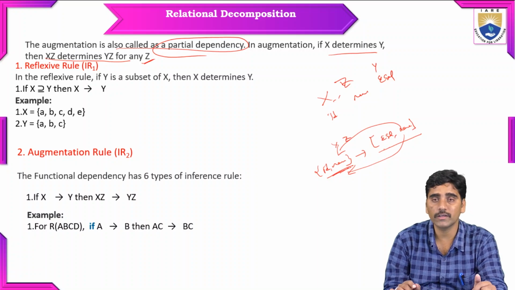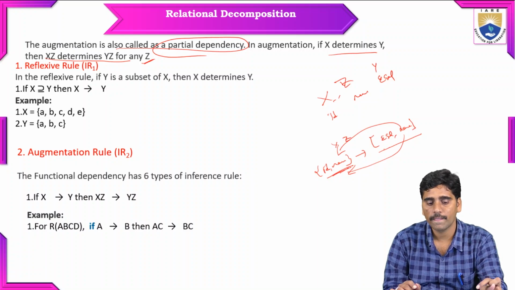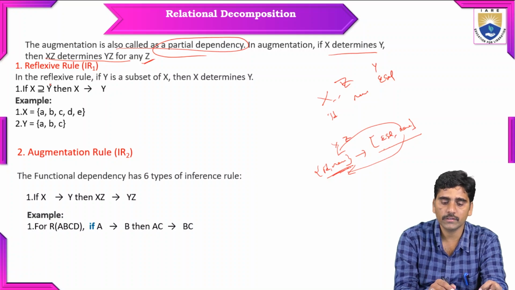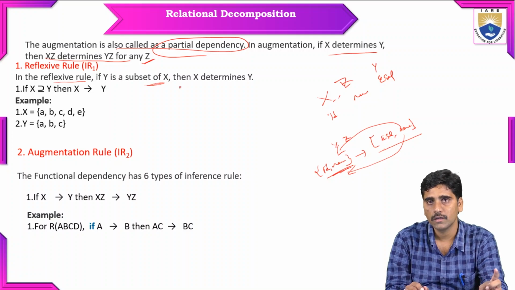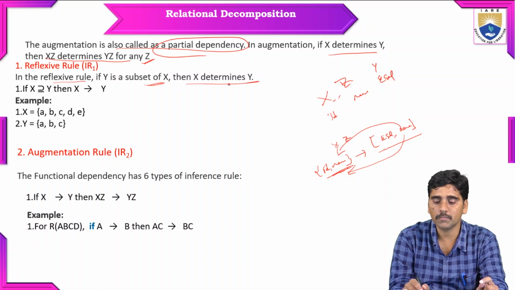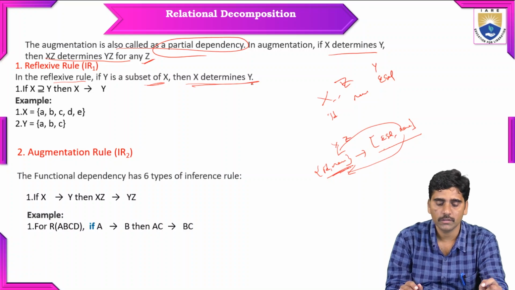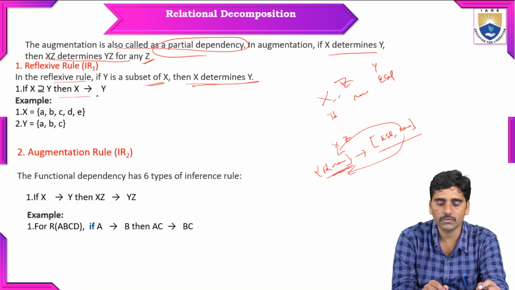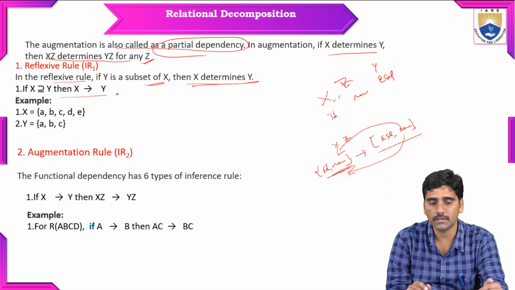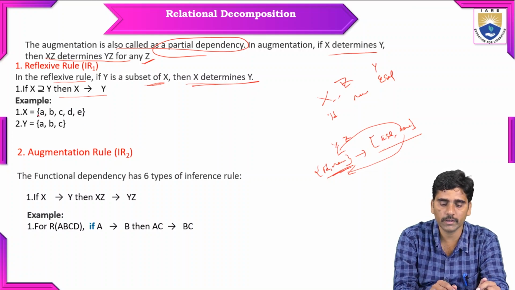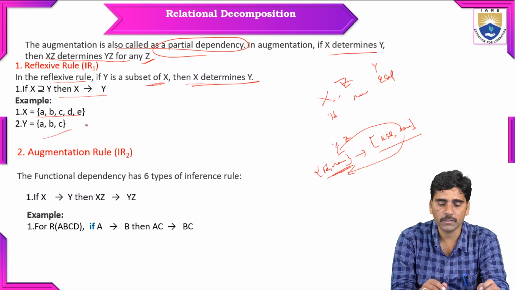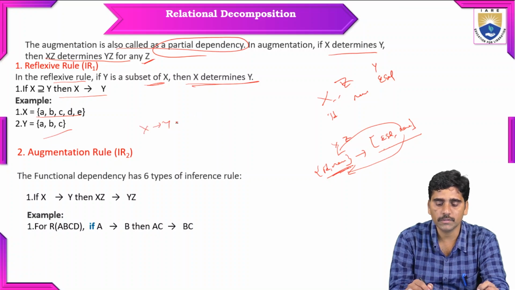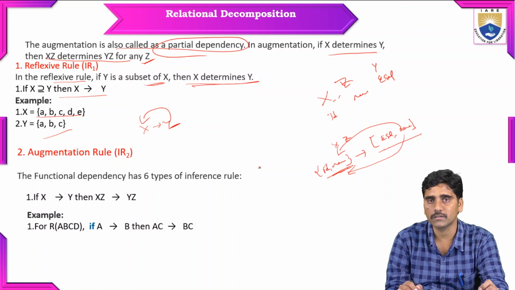The first one is the reflexive rule. In the reflexive rule, if y is a subset of x, then x determines y. Take an example: x equals a, b, c, d, e and y equals a, b, c. Then x determines y, meaning the subset of y values are depending on x.